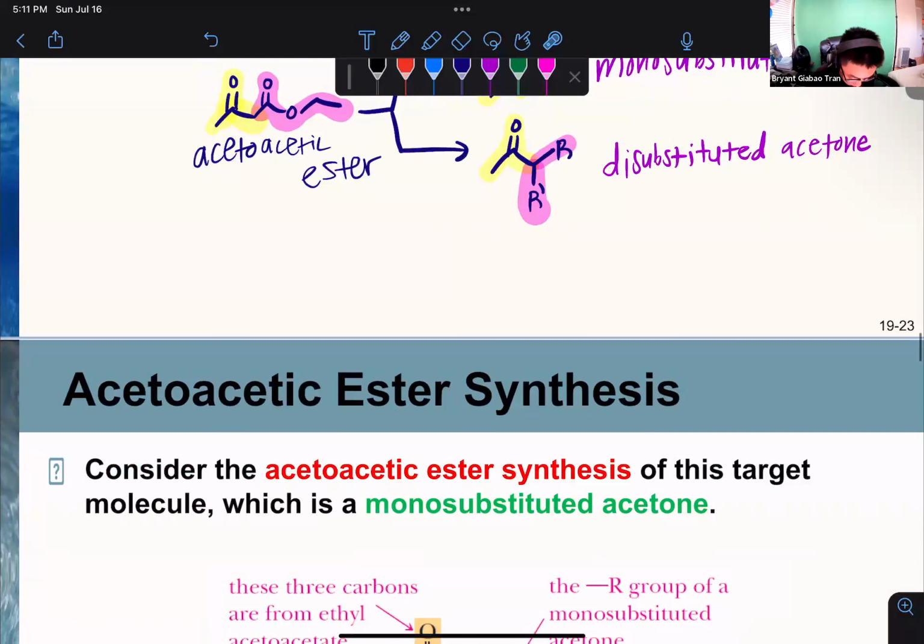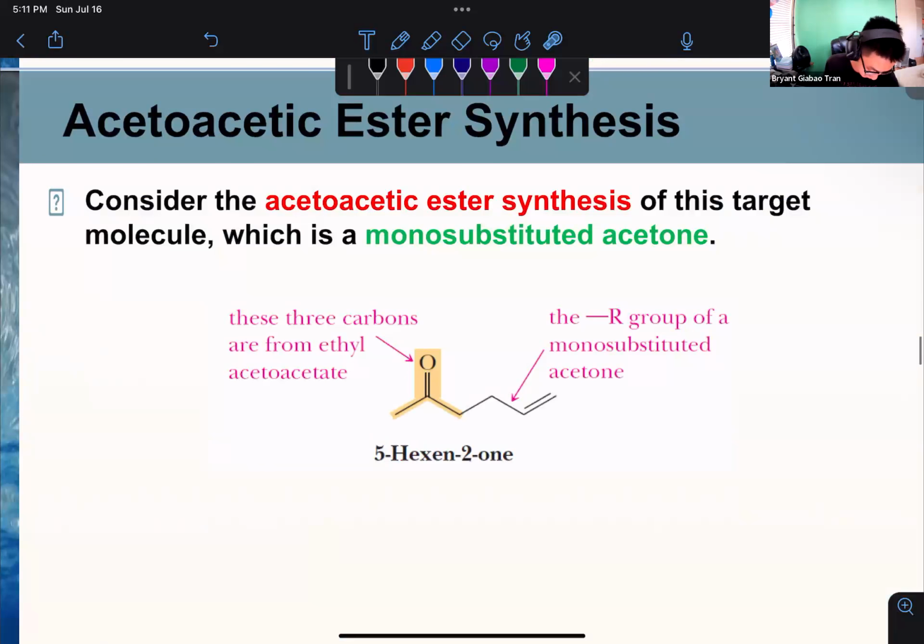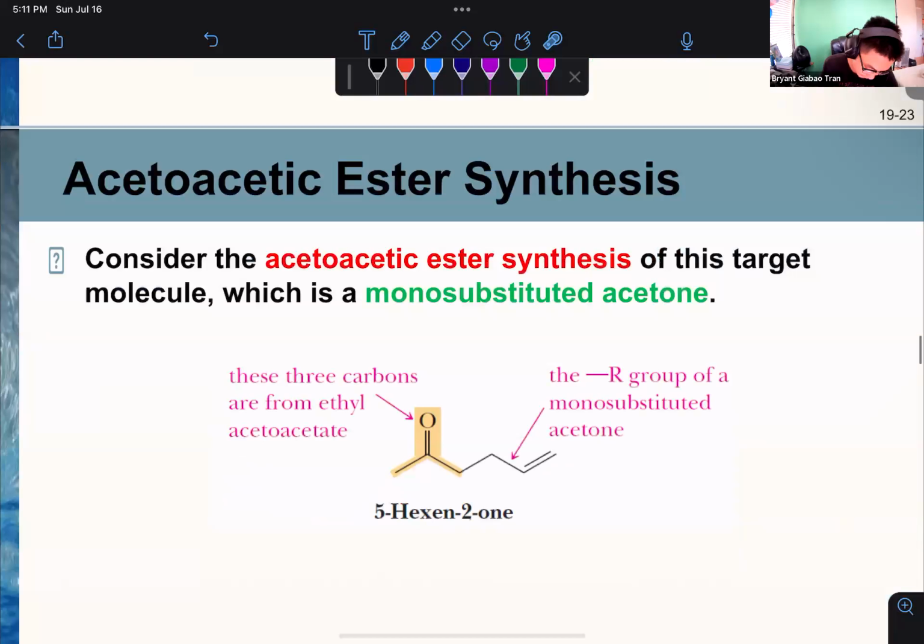It depends on what we're given. This disubstituted acetone here requires more steps. This monosubstituted here requires fewer steps, and I'll go over that right here. Yep, the R group monosubstituted. Yeah, this is what we just went over. You see they had the acetone, and then this is the R group right here. This is monosubstituted.